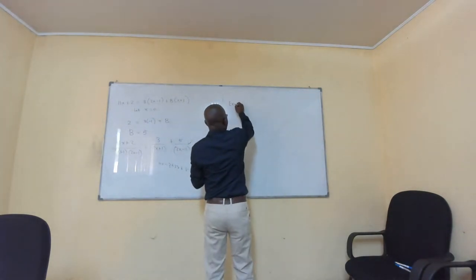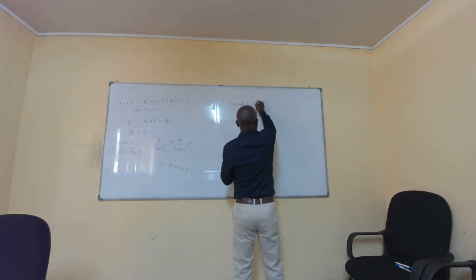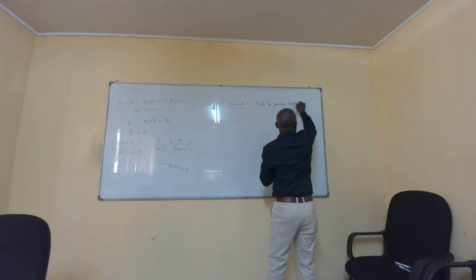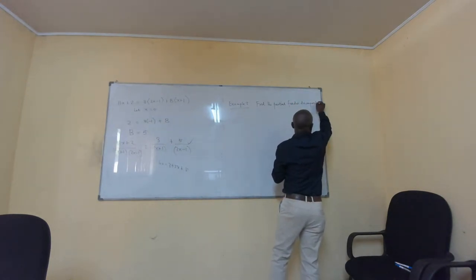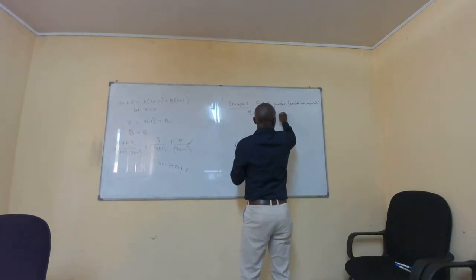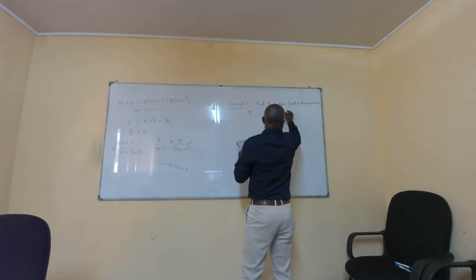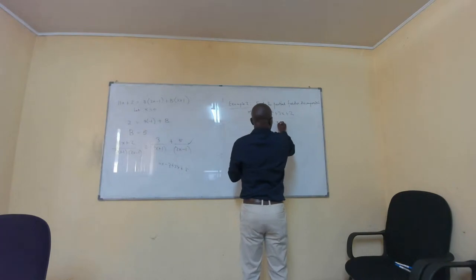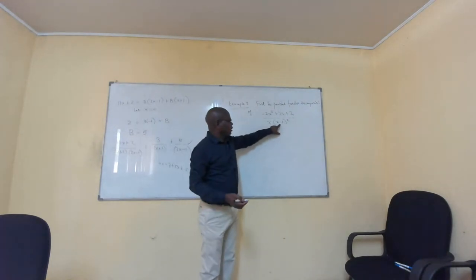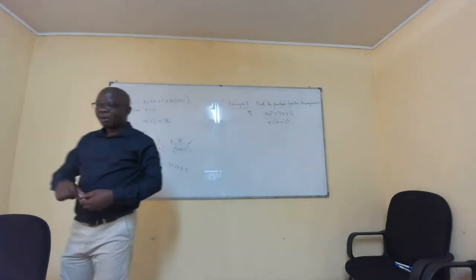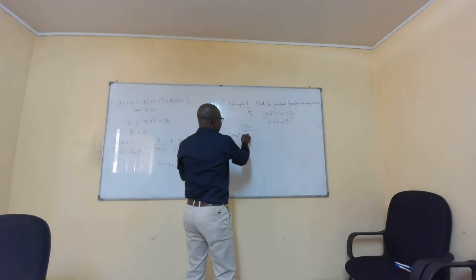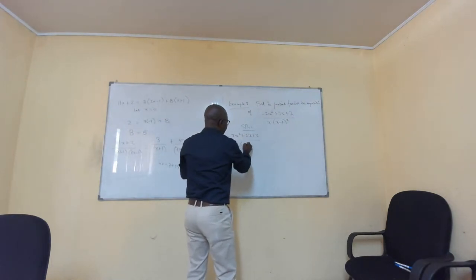Example 2. Find the partial fraction decomposition of minus 2x squared plus 7x plus 2 over x into x minus 1 squared. So we have, this is a linear factor and that's a linear factor. Oh, the second linear factor is raised to the power 2. So according to what we stated earlier, the denominator is x into x minus 1 squared.